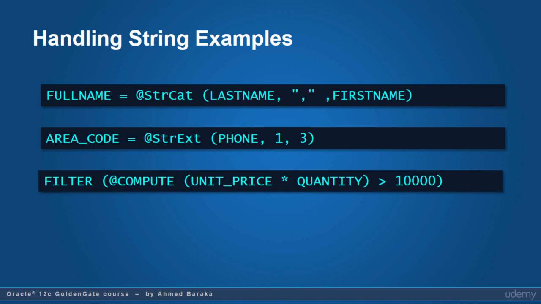The second example is extracting the area code from the phone column value. They are the first three characters of the phone value. The third example is showing you how to use the compute function. It calculates the multiplication of the unit price and the quantity. The filter parameter will take only the rows where the unit price times the quantity is greater than 10,000.